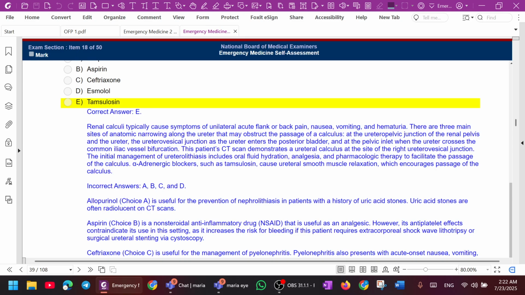The first is at the ureteropelvic junction of the renal pelvis and the ureter. The second is the ureterovesical junction, as the ureter enters the posterior bladder. The third is at the pelvic inlet, when the ureter crosses the common iliac vessel bifurcation. This patient's CT scan demonstrates a ureteral calculus at the site of the ureterovesical junction.